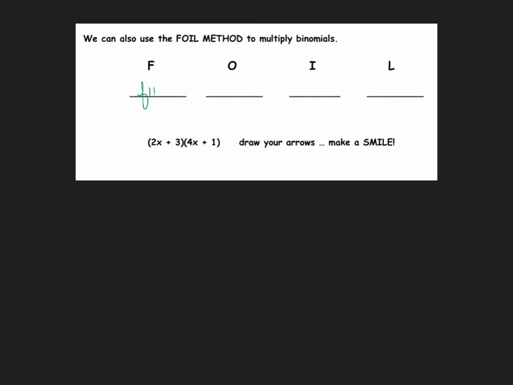So the F stands for first. That means you're going to multiply the first terms first. The O stands for outer. I stands for inner. And L stands for last. So these are talking about the terms that we're going to be working with. So this is when you have a binomial times a binomial. Remember, that means that it's going to be two terms times two terms. Think of it like a bicycle, how it has two wheels.